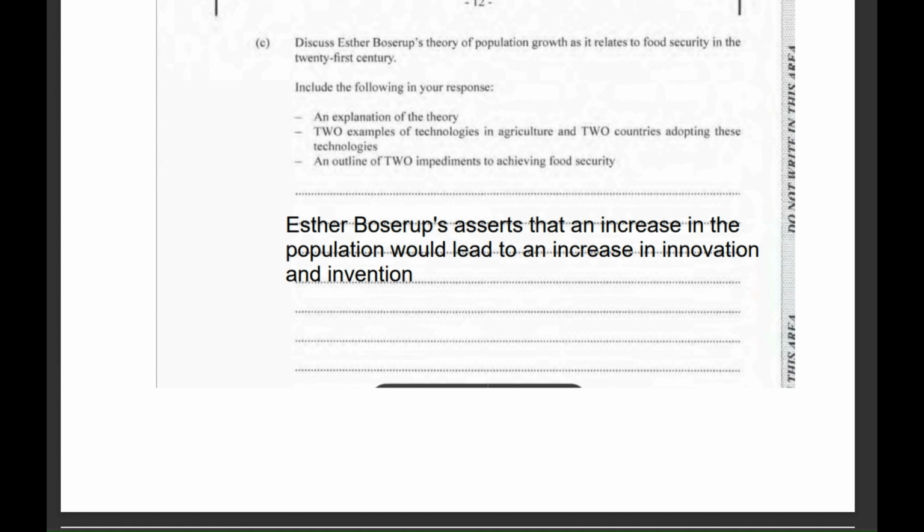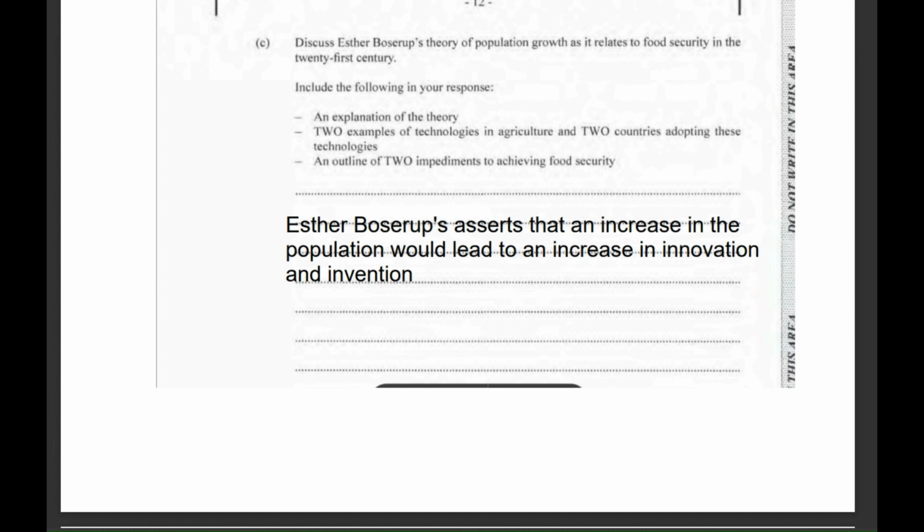Now let's look at part two of the question, and we are going to look at examples of technologies and countries that adopt these technologies. So the first one we have is the Green Revolution. The Green Revolution is the introduction of biotechnologically advanced crops, chemical fertilizers, pesticides, and agricultural machinery, and this was introduced in countries such as India, Mexico, Latin America, and parts of Asia. So the Green Revolution is where they introduced biotechnologically advanced crops and chemicals in places like India, Mexico, Latin America, and Asia.